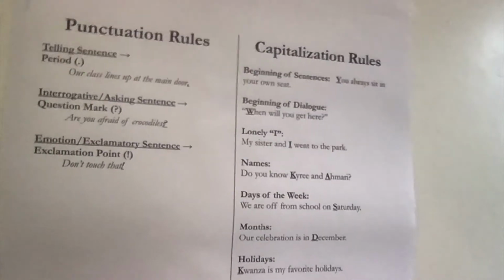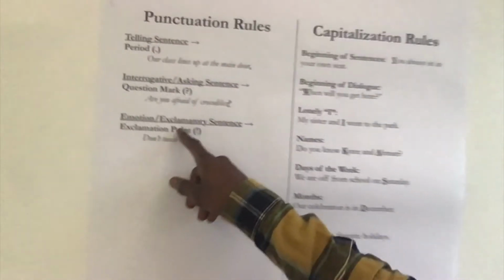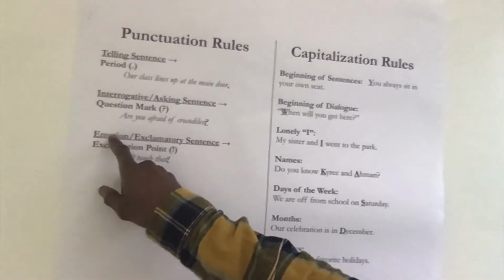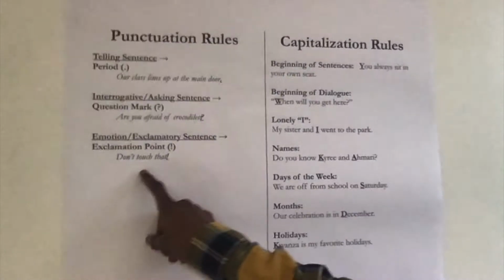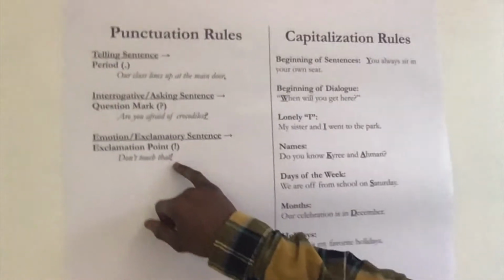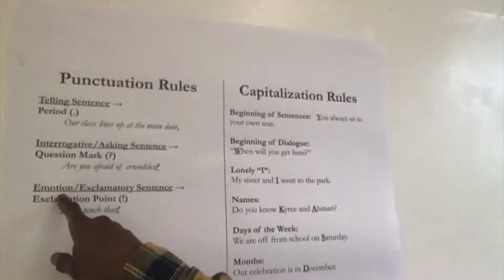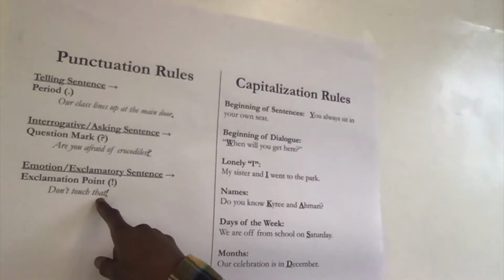Okay? And last but not least, there are exclamation points. You use exclamation points to express emotion. So, "Don't touch that!" If you really don't want somebody to touch something, you put the exclamation point at the end as opposed to the period, because this is emphasizing emotion. Emphasizing emotion. All right?